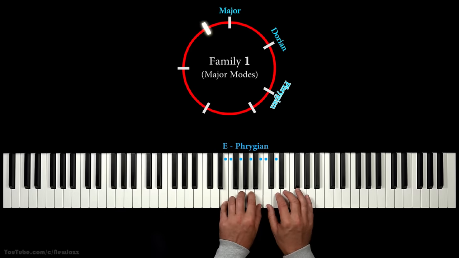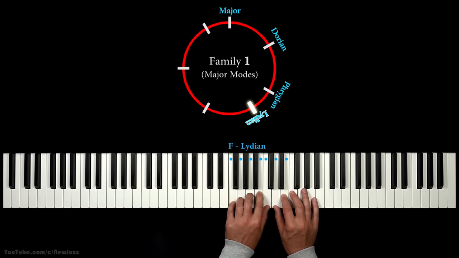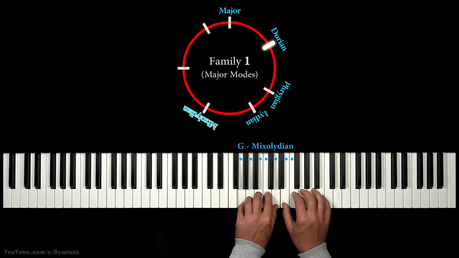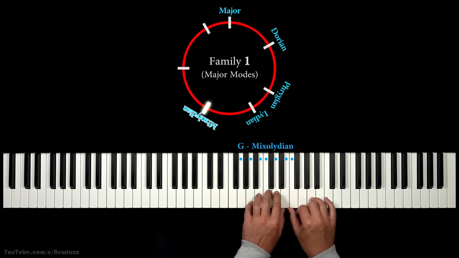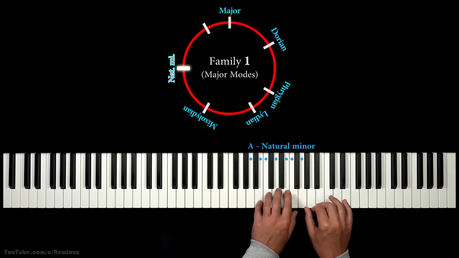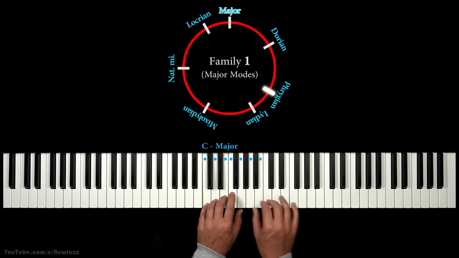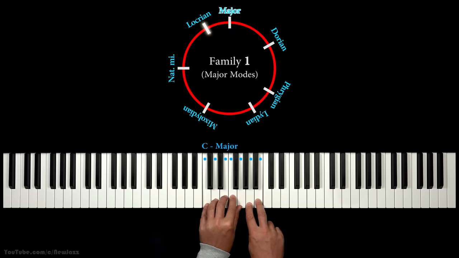Third degree scale, fourth degree, fifth degree, sixth degree, and the seventh degree scale. So the major scale contains 7 notes. And by using each of the 7 notes as separate starting points, we can create 7 different family members, right?